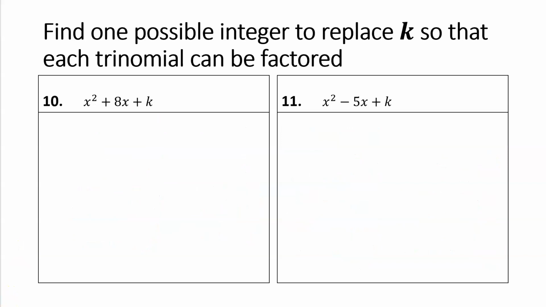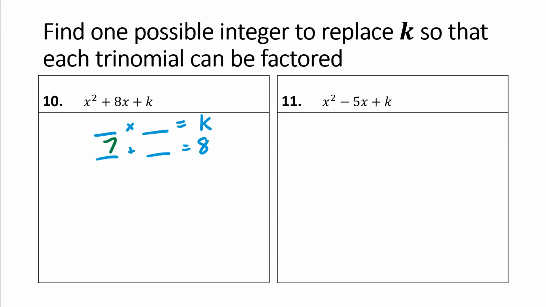Okay, last two examples, and these are relatively quick. For this question, it says, find only one possible integer that could replace that letter k for that trinomial to be factorable. And we think about this again the same way. If we were to factor that expression, we would be looking for two numbers that would multiply to give you k, and those same two numbers would add to give you 8. So you're just looking for two numbers that would add to give you 8 and then multiply those numbers.